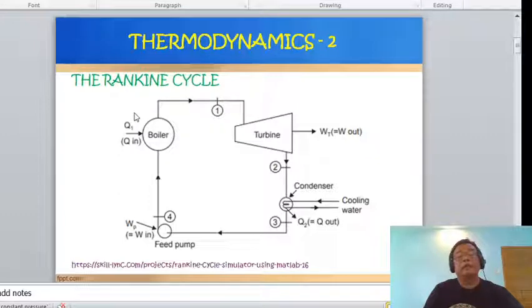So after the steam was expanded, of course, in the turbine, it will go to the condenser to change the steam into water again, and then it will be fed again to the boiler to complete the cycle. Okay, so here is, class, the basic diagram.